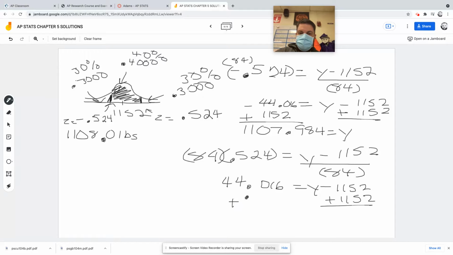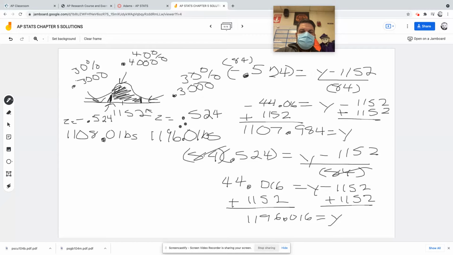What about 84? We canceled out the 84. Yeah, it's all right. Okay, so then this whole thing is 1196.016 is equal to y. So then my upper boundary, they just rounded that one to 1196.0 pounds. Whew, that was a lot of work.